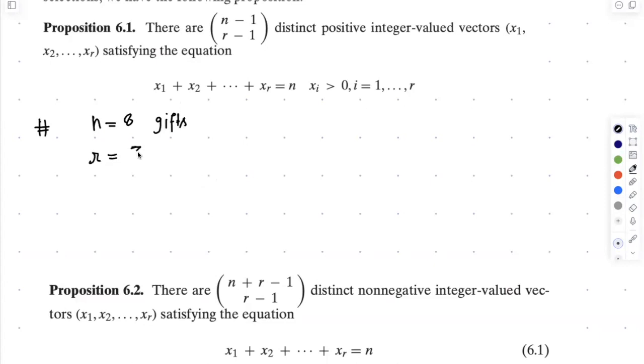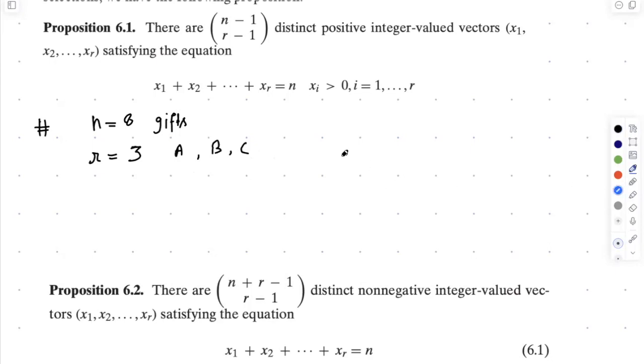How many brothers do you have? 3 brothers. Say brother A is there, brother B is there, brother C is there. You can just name them. The question here is, how can you divide your 8 gifts among your 3 brothers such that every brother should get at least one gift?